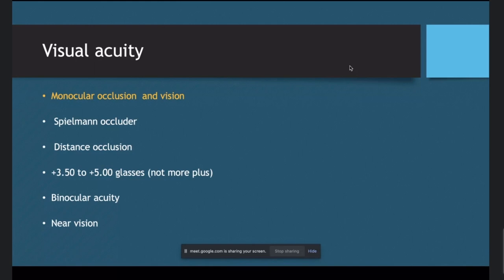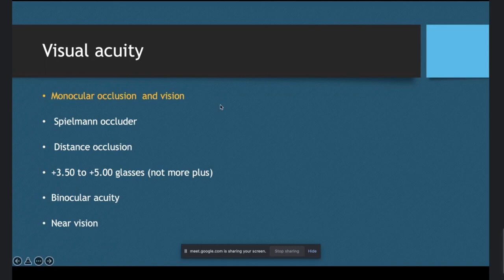+3.5 to +5 glasses. And now since I have Nikhil's attention, what is that technique called when you put some moderate hyperopic glass and check vision? Fogging. Very good. Then you can also check both eyes open, and usually vision is better. Near vision, because of convergence, is also better.